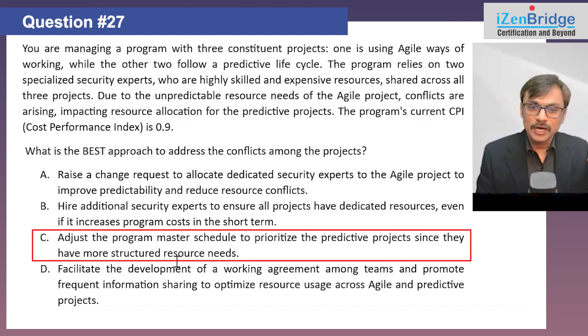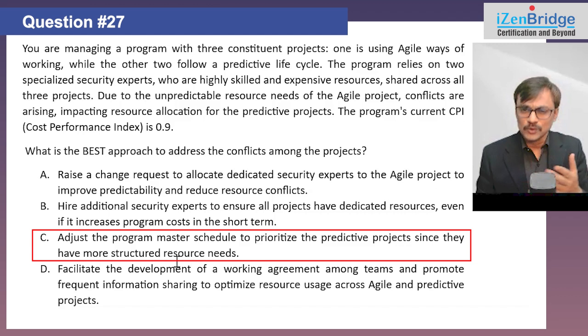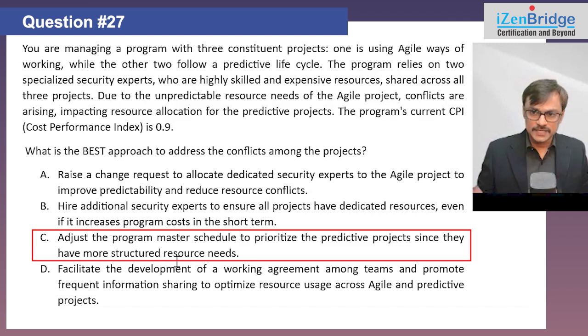Option C, adjust the program master schedule to prioritize the predictive projects since they have a more structured resource need. That is definitely easy to rule out. The question is nowhere indicating which one is more important. So how can I prioritize the predictive lifecycle thing? So C is easy to discard. I think it doesn't make much sense.